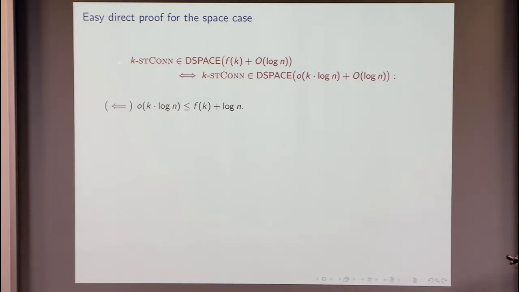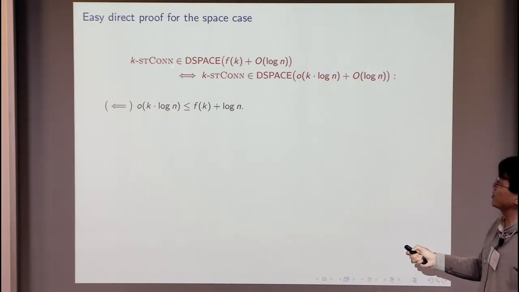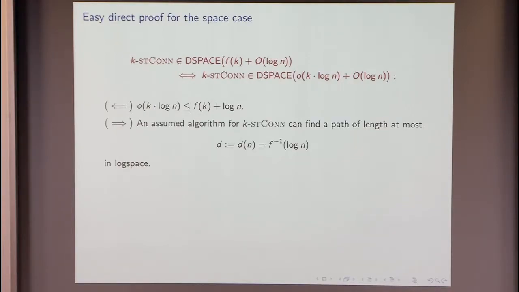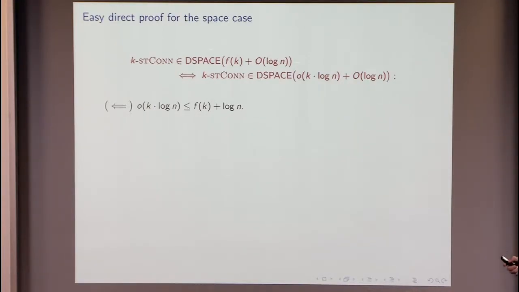So I want to show you the equivalence between KSTCOM in parameterized log space and KSTCOM in this space little o of k log n plus a linear factor of log n. So the direction from right to left is the simple observation. Little o of k log n can be bounded by f of k plus log n by choosing an appropriate function f. So this is straightforward.